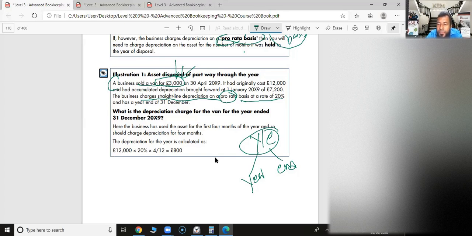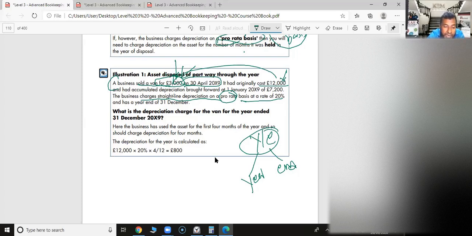But what is the cost of the asset? We don't know yet. Now we're going to know. We sold it in April 2019. It had originally cost 12,000. We bought it for 12,000 and sold it for 3,000. Obviously, we are not going to think that 9,000 is the loss. No, we're not thinking like that.